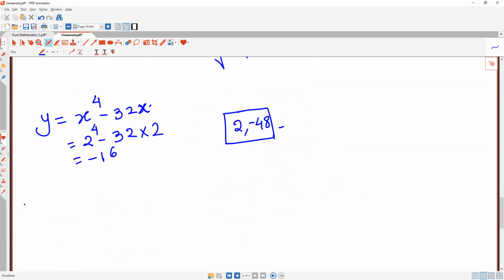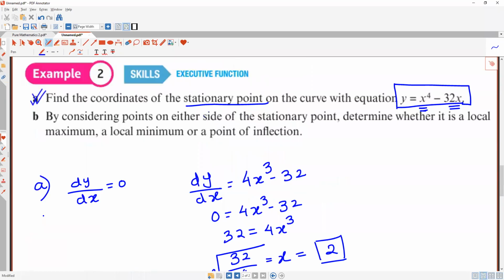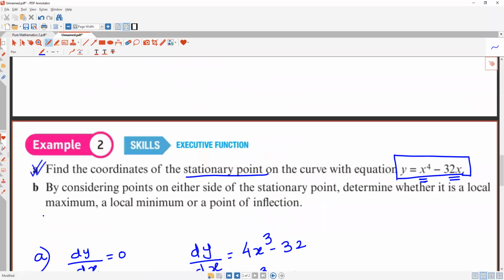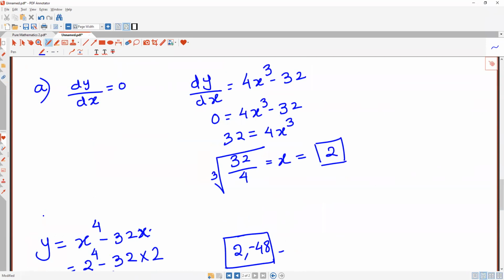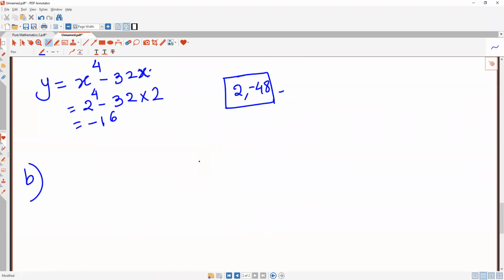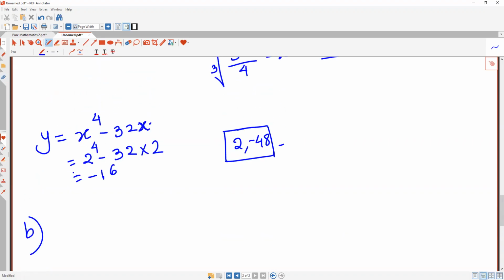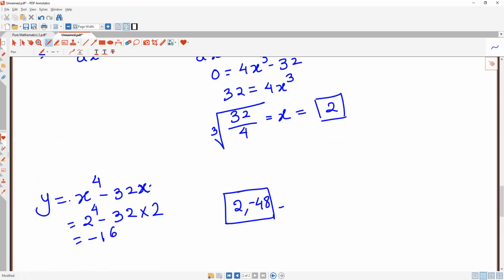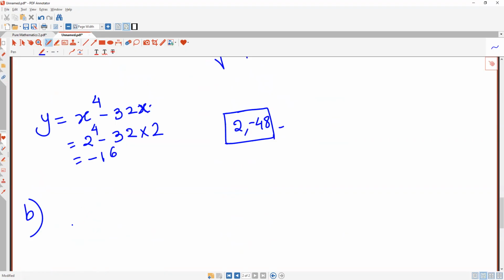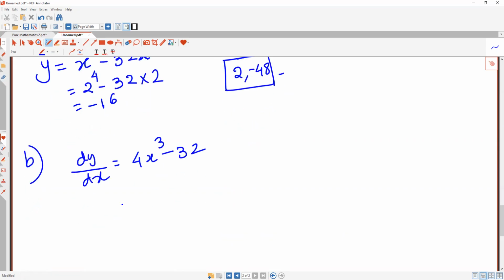Now let's go with the B part. In the B part, what did they say? They said, by considering points on either side of the stationary point, determine whether it is a maximum or a minimum or a point of inflection. If you want to know whether something is maxima or minima, you need to do double differentiation. So whatever differentiation we had before, what was it? 4x cube minus 32. So my first differentiation was 4x cube minus 32. So what would you do? You will do double differentiation, because if you want to know whether something is maxima, minima, or a point of inflection, you have to do double differentiation.